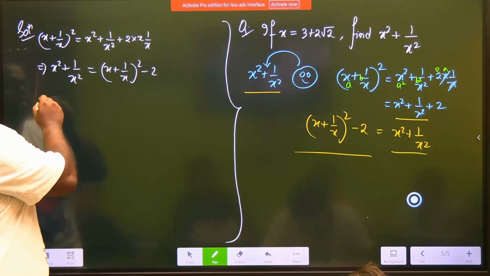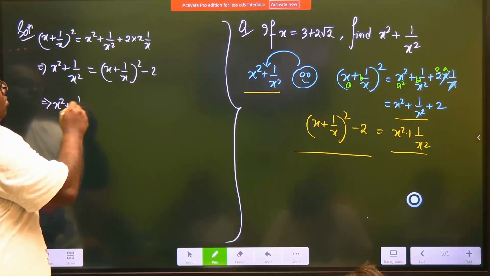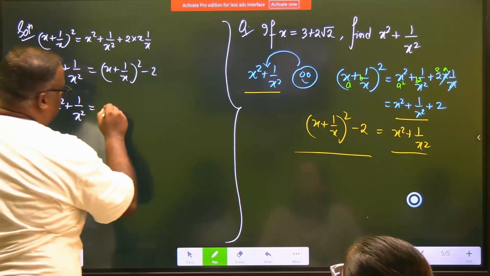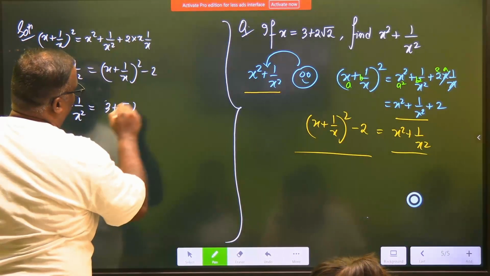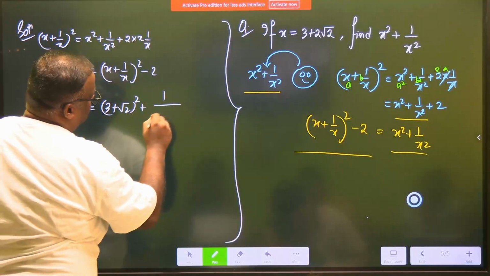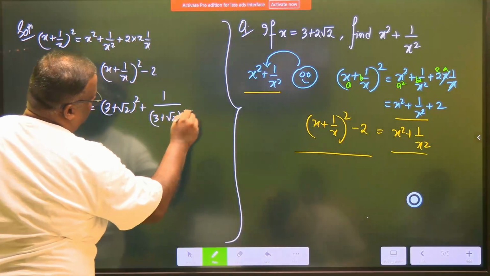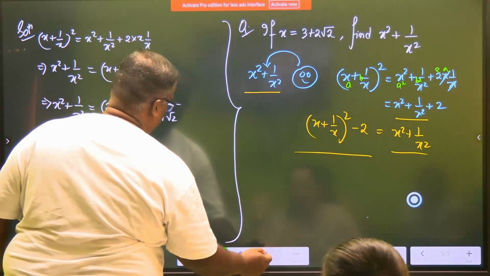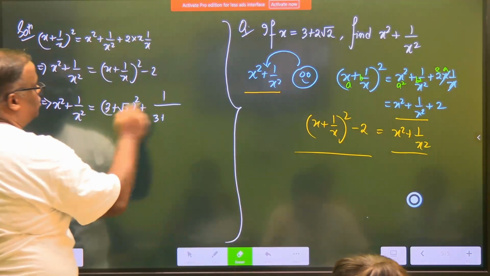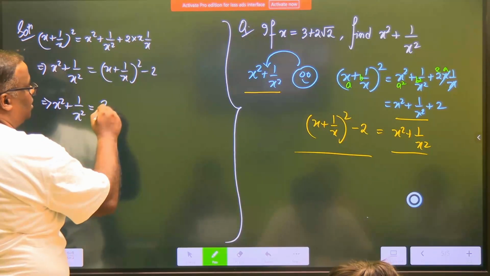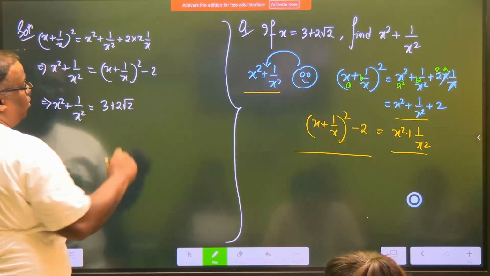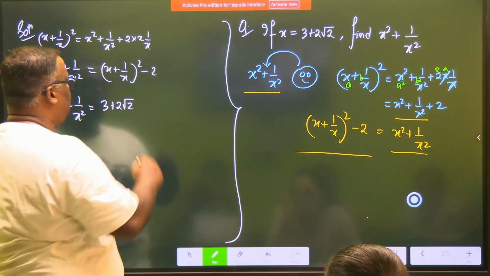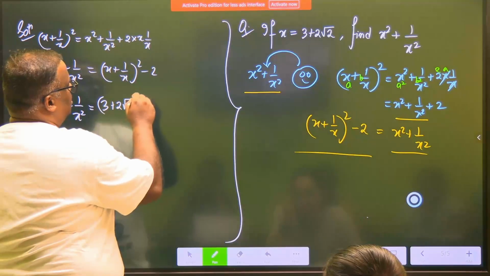Shall we? Now we write x square plus 1 by x whole square is equal to, now your hard work starts, (3 plus root 2) whole square plus 1 by 3 plus root 2. It's 3 plus 2 root 2, sorry. So we write 3 plus 2 root 2. Oh, we have exponents. You all did exponents in this chapter? We'll do one more class and then we will move into polynomials.